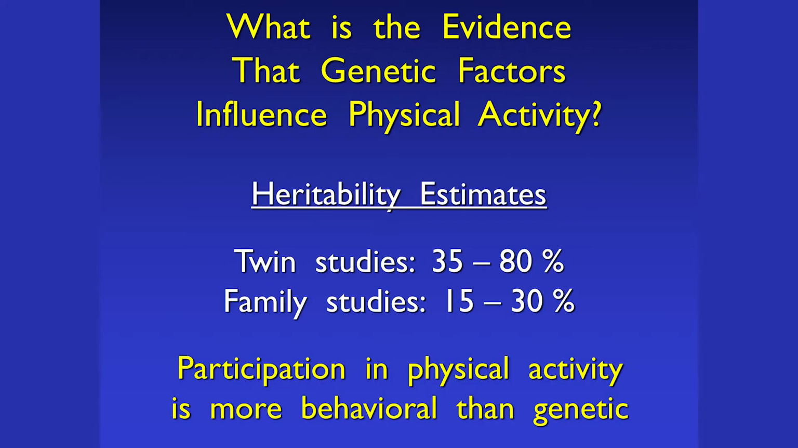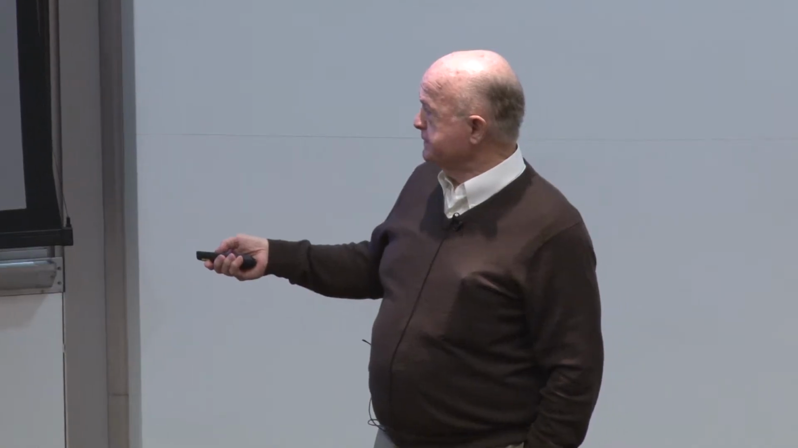What is the evidence that genetic factors influence activity? Well, if you look at twin studies, especially with monozygotic or identical twins, it can get up fairly high. With fraternal twins, it's not as high. If you look at family studies, it's only 15 to 30%. So physical activity is more behavioral than genetic for most people.